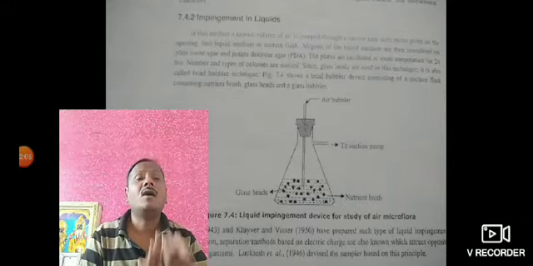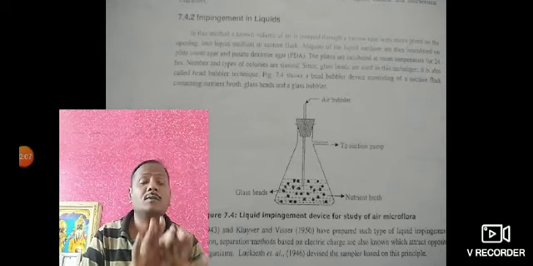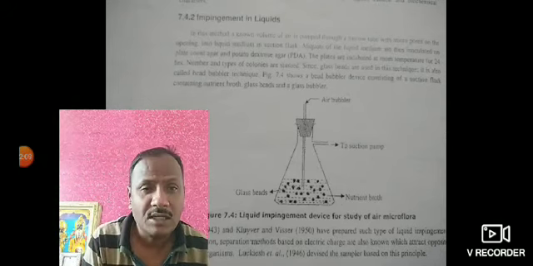Okay, this is all about the enumeration of microorganisms in air.